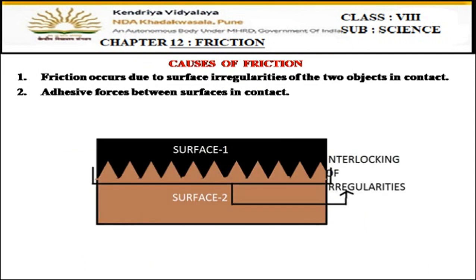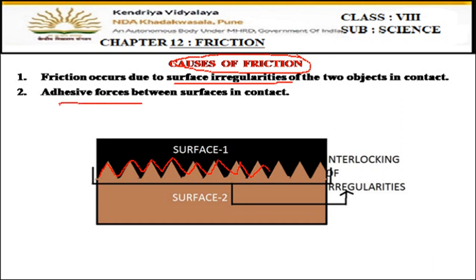Now next is, what are the different causes of friction? What causes the friction to happen? So the first thing is the surface irregularities. You can see here black color is for surface 1 and brown color shows surface 2. Now you can see here the interlocking between the two surfaces, the irregularities get blocked. So friction is caused due to the surface irregularities, because the surface is irregular and those irregularities come in contact with each other, they get blocked amongst each other and it gives rise to friction.